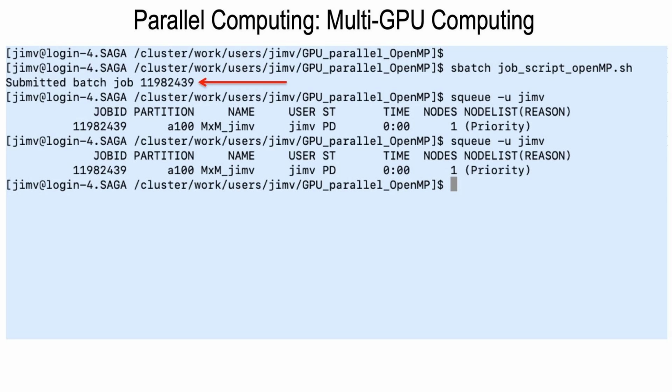We can submit the job to the Slurm Workload Manager using the sbatch command, and it has been assigned the job number 11982439. By using the sq command, we can see that the job is currently pending while it waits for resources. Checking again after some time, the job status remains pending. We will verify the completion of the job tomorrow.